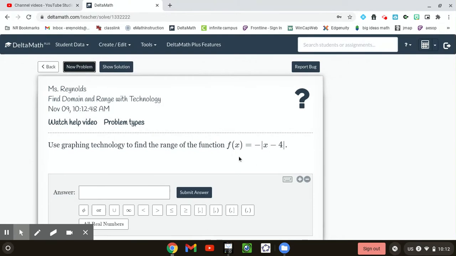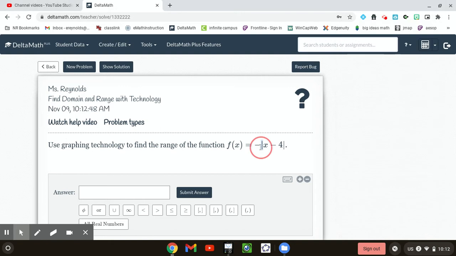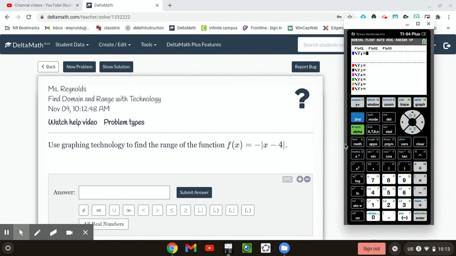Okay, and it even shades this green part, which is the part that the domain covers, right? It starts here and it goes that way with an arrow. All right, so let's try one more. Let's make sure we get a hard one to type, looking for an absolute value, maybe.